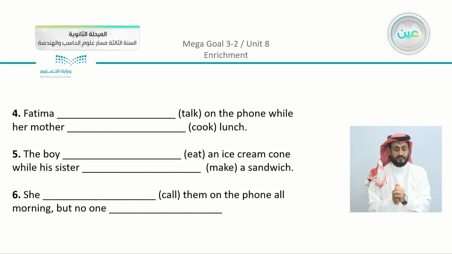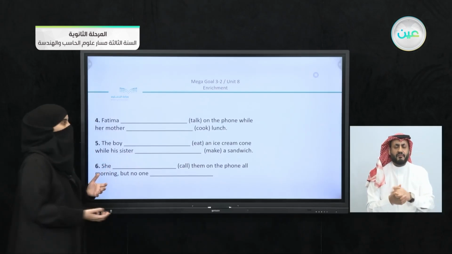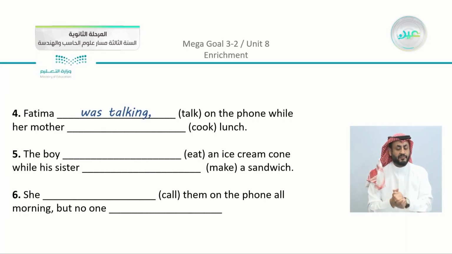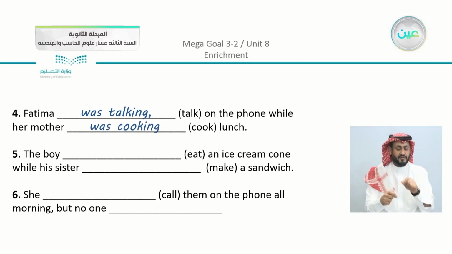Moving on to the second part of our exercise, we have number 4: Fatima blank talk on the phone while her mother blank cook lunch. Also here we are going to imagine, what was Fatima doing? She was talking on the phone while her mother, now we have the word while, so imagine again the situation, while her mother was cooking lunch. So 2 actions were happening at the same time.